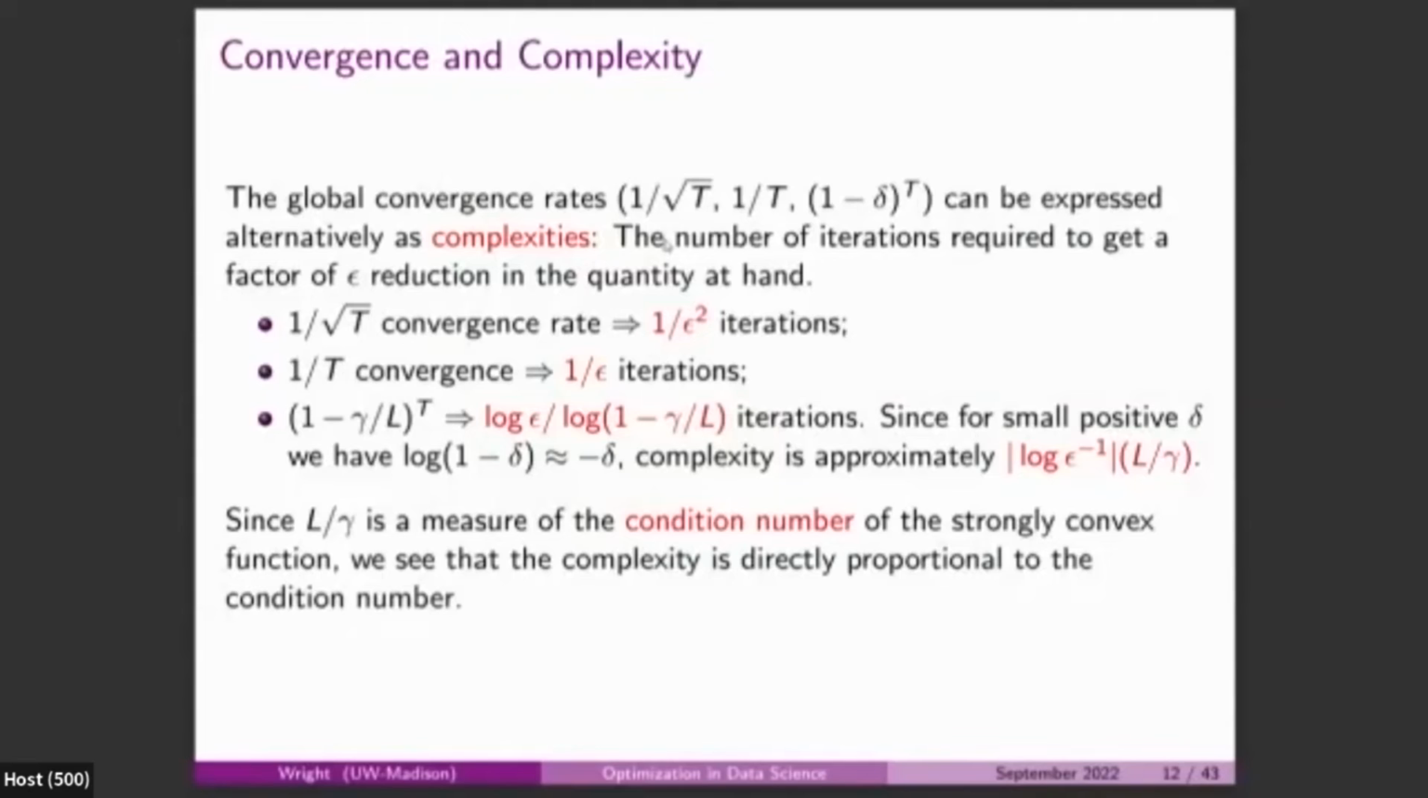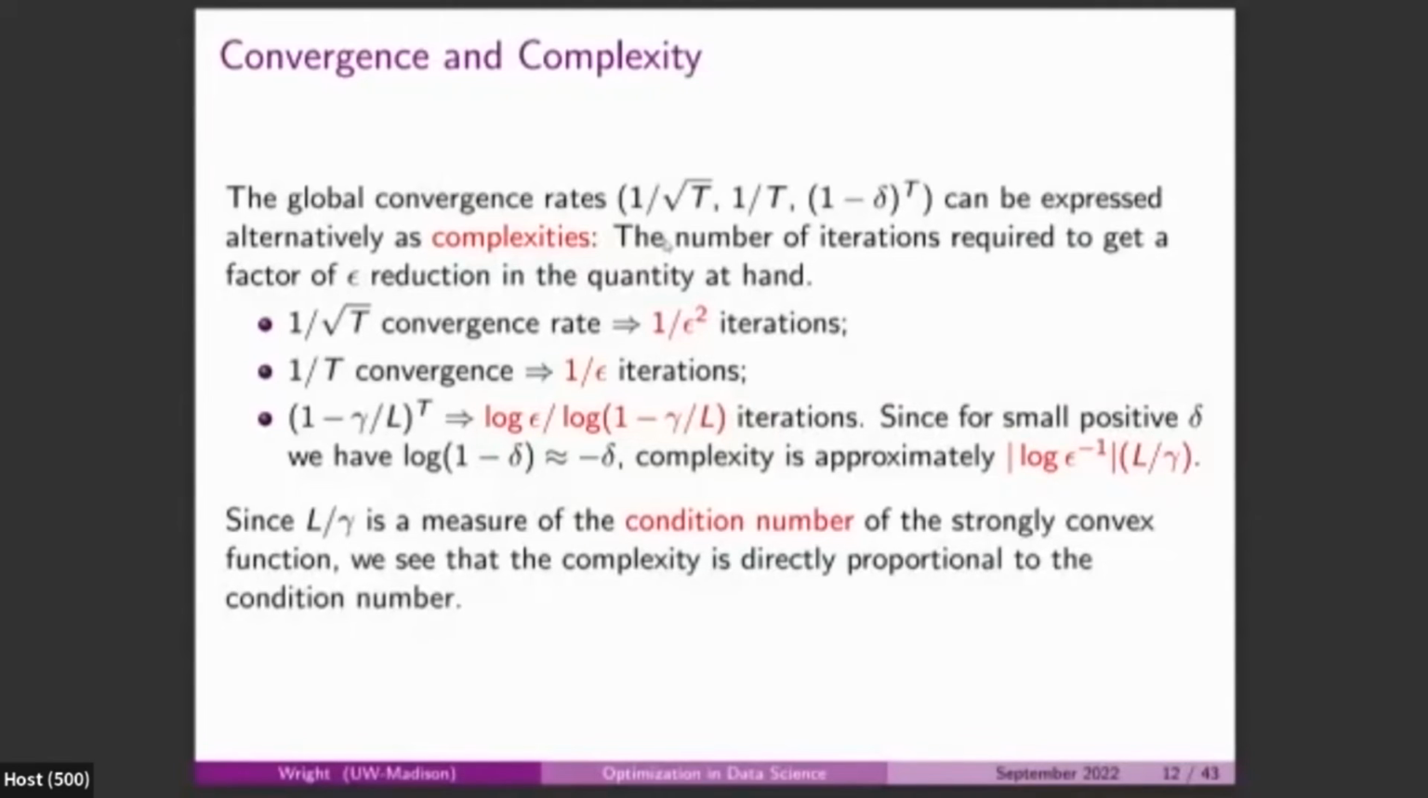Similarly for 1 over t, for the case where you're decreasing exponentially or geometrically at a rate of 1 minus gamma over L, how big does t need to be to get 1 minus gamma over L to the t below epsilon? The answer is it needs to be log epsilon over log of 1 minus gamma over L.